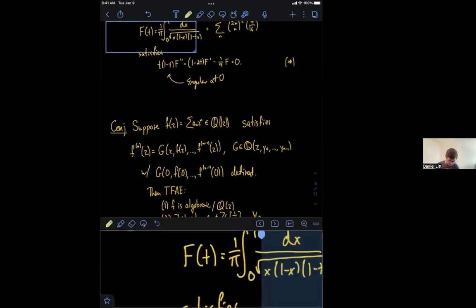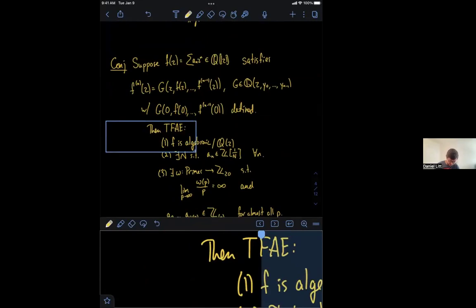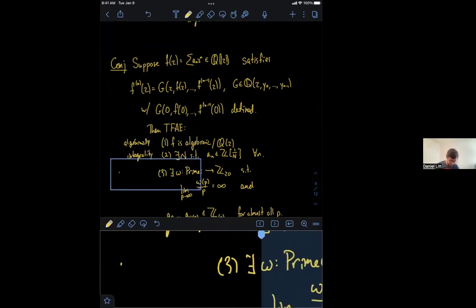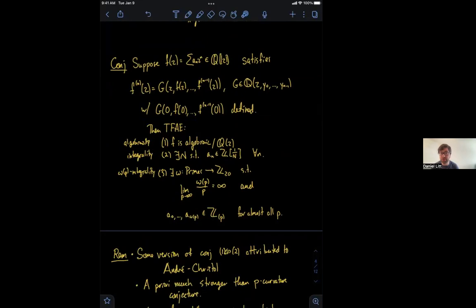So maybe let me just give these conditions names so I can refer to them. I'll call condition 1 algebraicity. Condition 2 is integrality. So you should think the coefficients of the Taylor expansions are basically integers. And then I'll call condition 3 omega p-integrality. So it says the first few coefficients are p-integral.